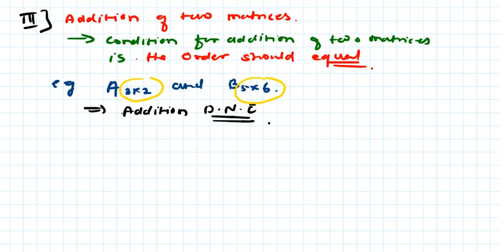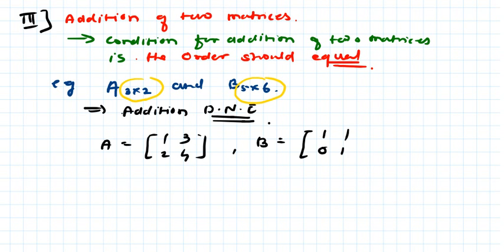Okay, for example, suppose I take this matrix 1, 2, 3, 4. Okay, and the matrix B is suppose 1, 0, 1, 1. Okay, now does addition exist or not? Check the order. Okay, so order of this matrix is 2 by 2 and order of this matrix is 2 by 2. So orders are same. This implies the addition will exist.